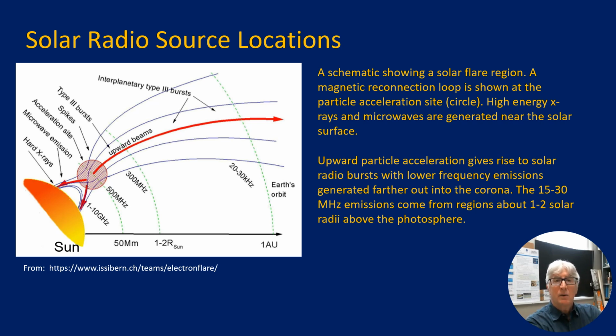This is a schematic showing a solar flare region near the sun. A magnetic reconnection loop is shown at the particle acceleration site displayed as the circle. High energy X-rays and microwaves are generated near the solar surface. Upward particle acceleration gives rise to solar radio bursts with lower frequency emissions generated farther out in the corona. The 15 to 30 megahertz emissions come from regions about 1 to 2 solar radii above the photosphere.